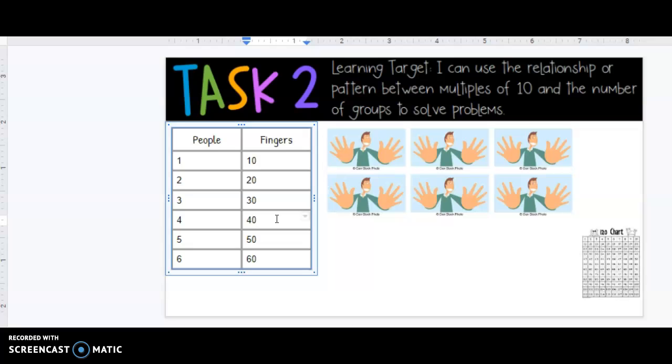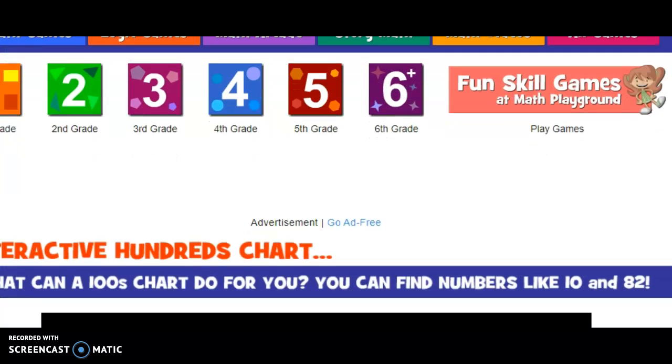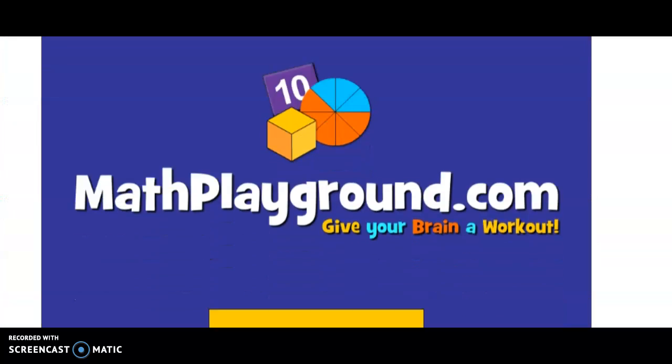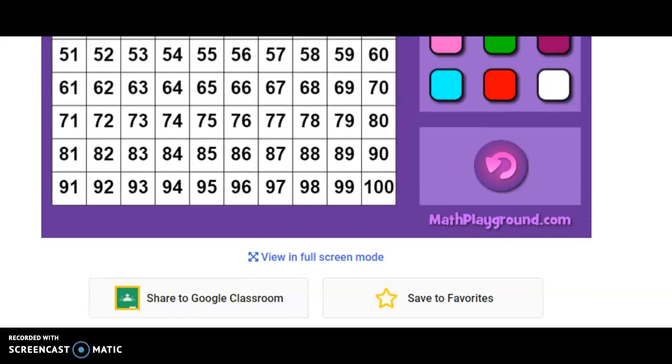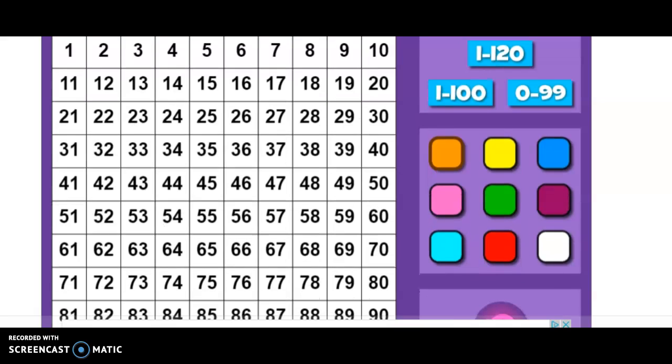To help us get a little more comfortable with this pattern, you have a little task here. You've already filled in your table with me as we're talking. What I'd like you to do is go over to the 120 chart and click on the hyperlink. And when you get there, this is exactly like the one that you did in task 1, except in that chart, you were highlighting the multiples of 5. Today, we're going to be highlighting the multiples of 10. I'm going to choose purple today.